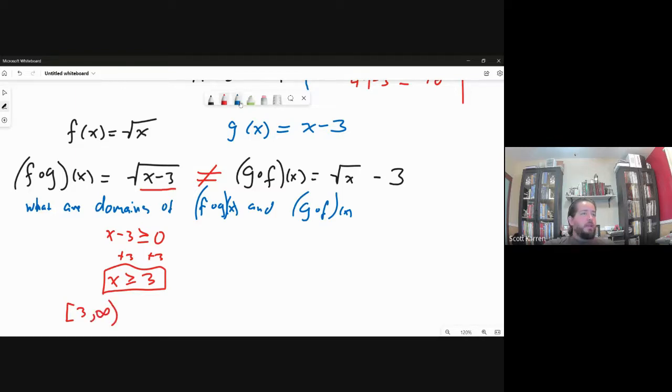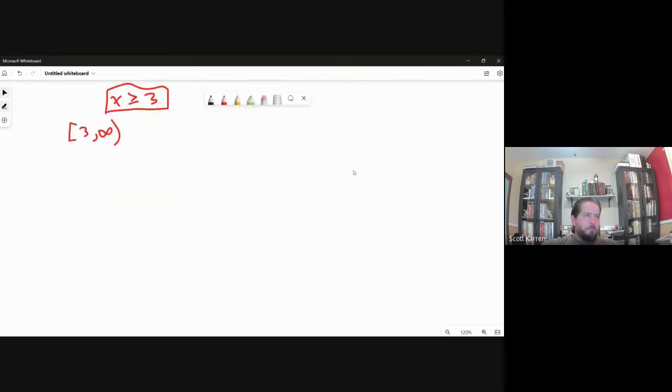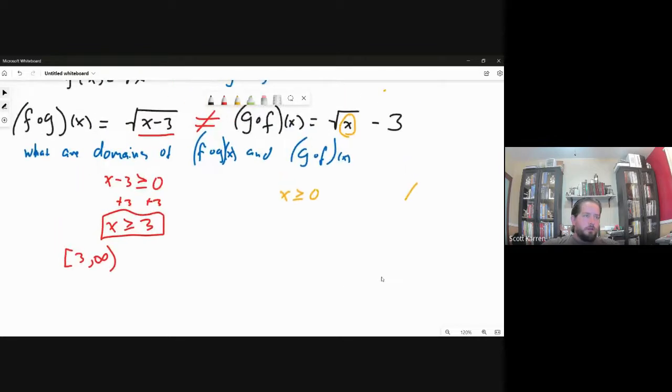But that's not the same domain for this other g of f. The only issue I have here is that there's an x under the square root, and so that simply is x has to be greater than or equal to 0. And that's it. That's all I'm worried about, right? Or, sorry, and again, if you want 0 to infinity, yeah.